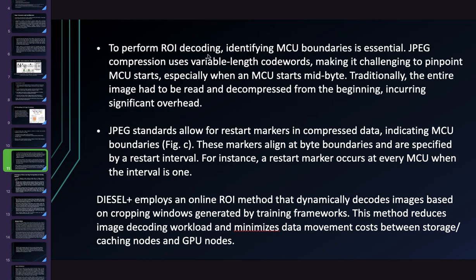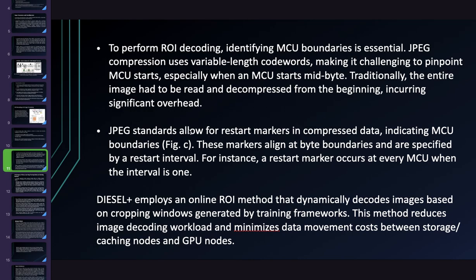To perform ROI decoding, identifying MCU boundaries is essential. JPEG compression uses variable length code words, making it challenging to pinpoint where an MCU starts, especially when an MCU starts mid-byte. Traditionally, the entire image had to be read and decompressed from the beginning, incurring significant overhead.